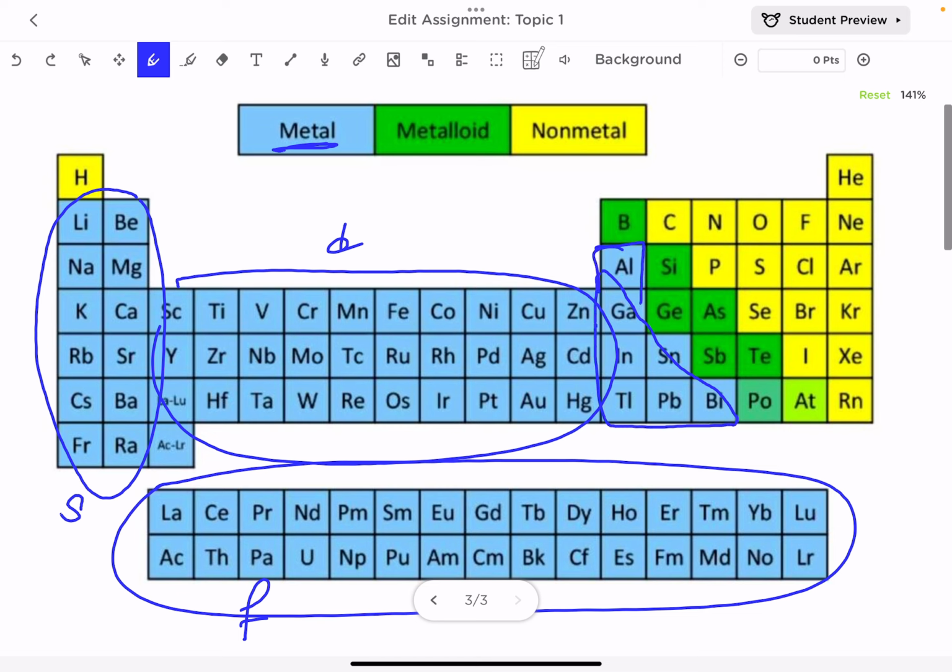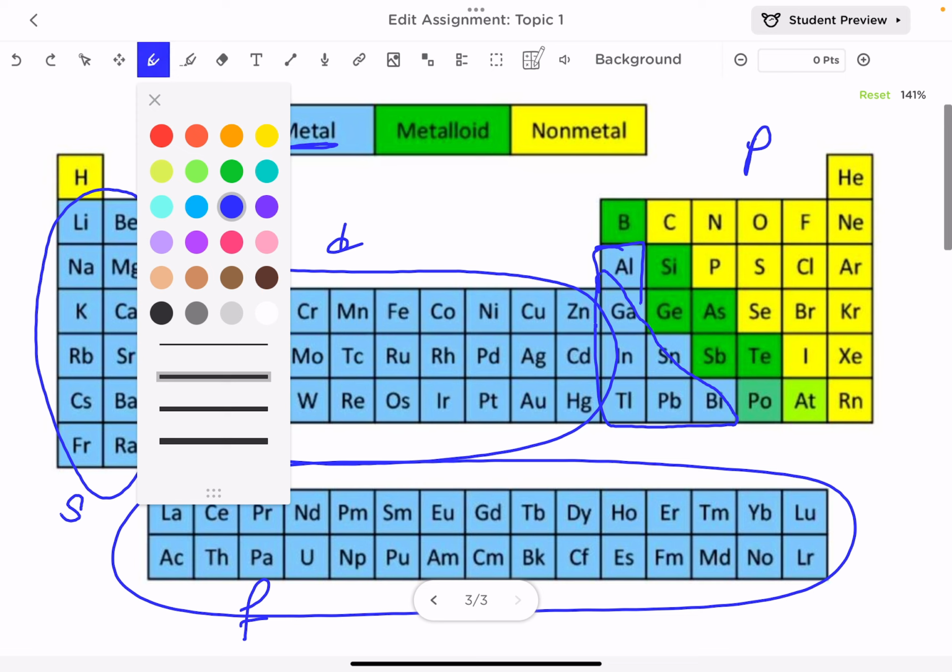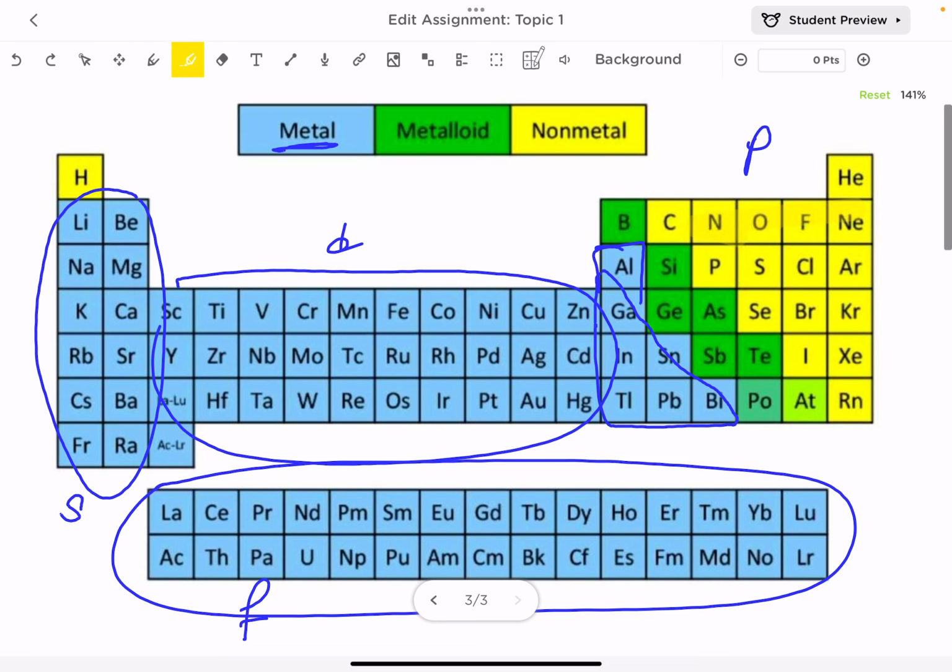Now, the p block elements, the majority are non-metals, which are the elements on this side. These are the non-metals. And you have the stairs, which is showing over here. These are the metalloids.